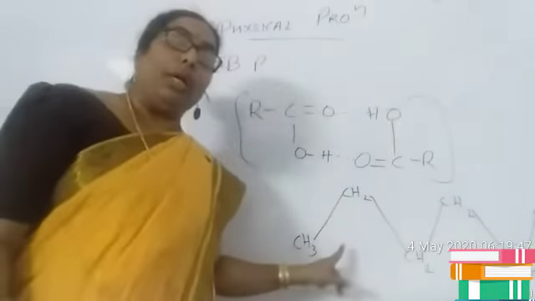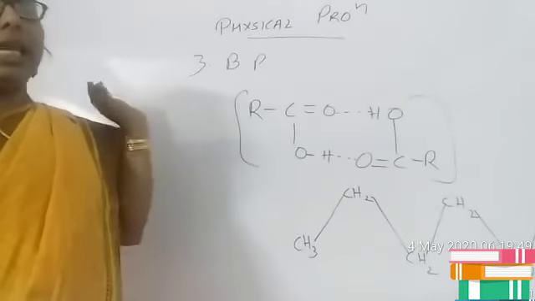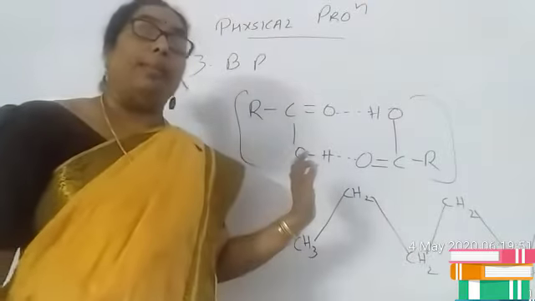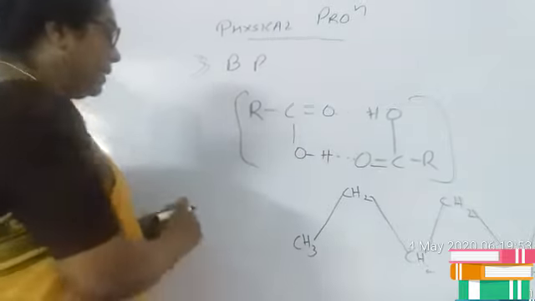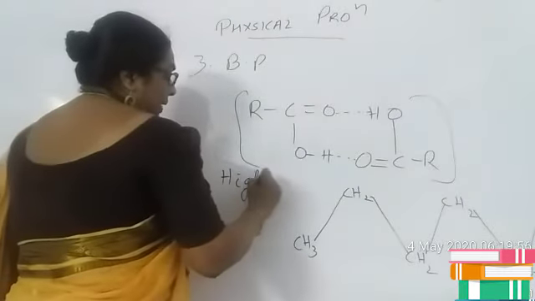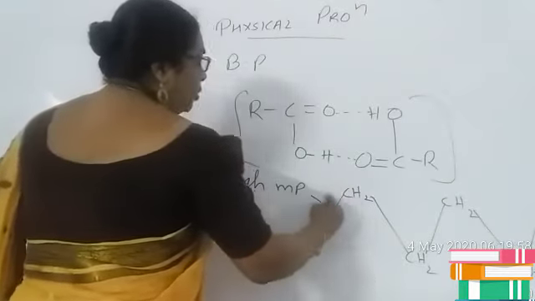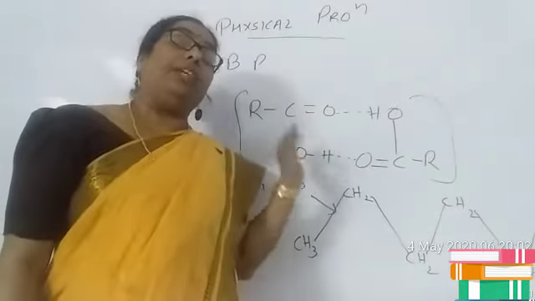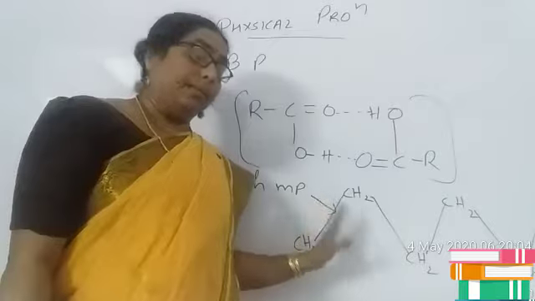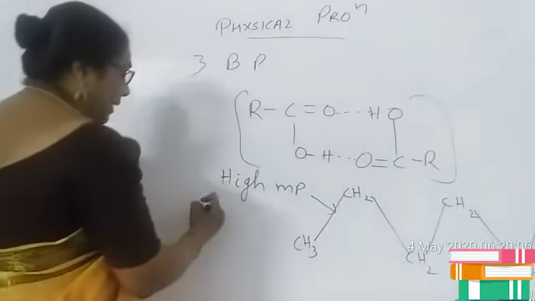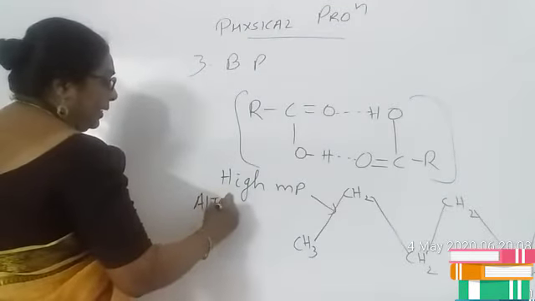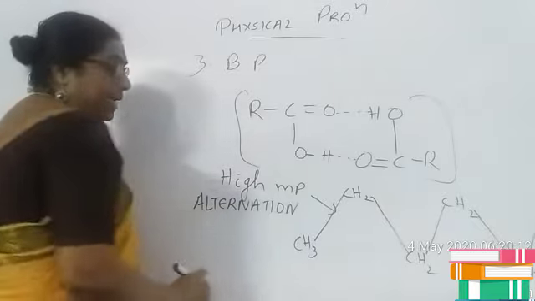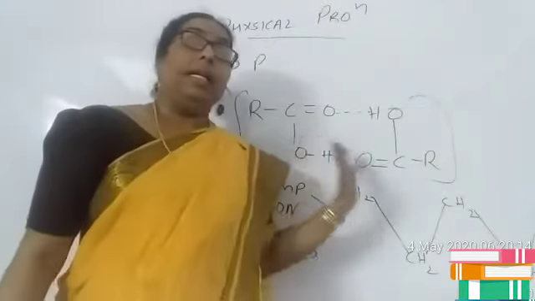That means, children, I want to say that a carboxylic acid with an even number of carbon atoms possesses a high melting point compared to a carboxylic acid with an odd number of carbon atoms. And this particular property is termed the alternation effect. Is it clear? It is termed the alternation effect.